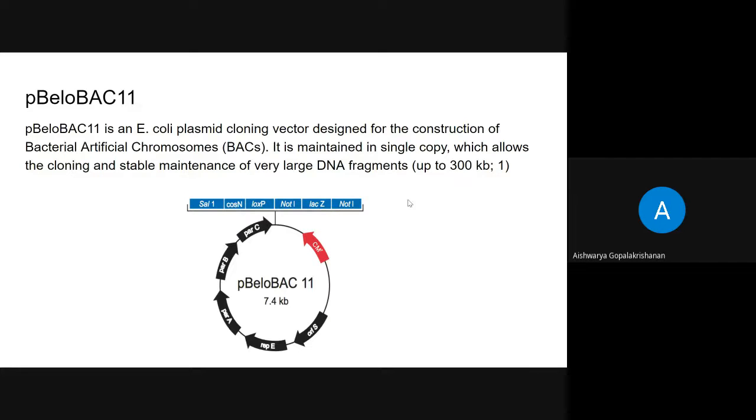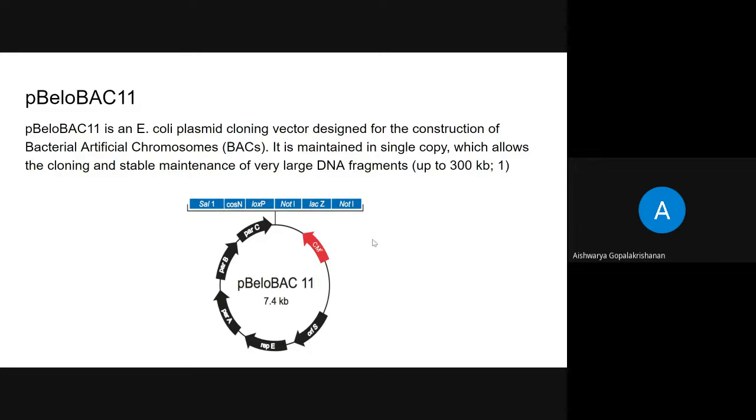Hello, I'm Aishwarya, and I'm going to be talking about a specific cloning vector known as pBeloBAC11. pBeloBAC11 is an E. coli plasmid which is used for designing and constructing bacterial artificial chromosomes. So, what are bacterial artificial chromosomes? It is a DNA construct based on a functional fertility plasmid, and it is used for transforming and cloning in bacteria, which is usually E. coli. They can carry up to 300 kb, and this allows for the propagation of large exogenous DNA fragments.